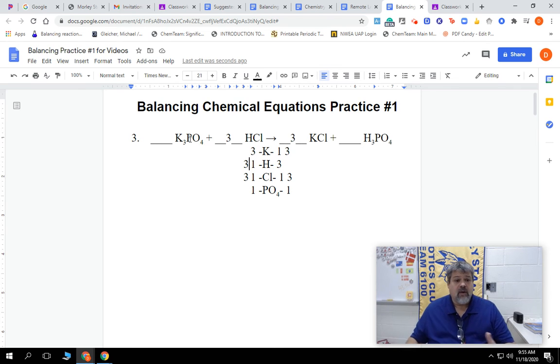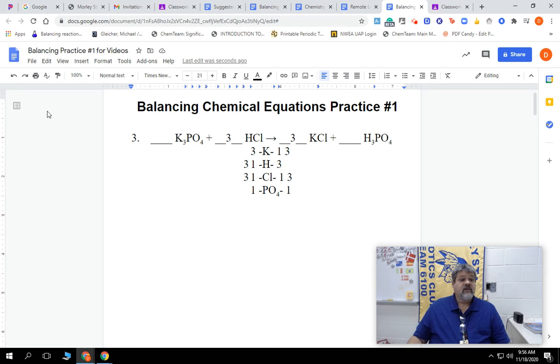I always suggest that you go ahead and double check. I have 3 potassiums right here. I have 3 potassiums right there. Okay, hydrogen, I have 3 hydrogens right here, and then I have 3 hydrogens on this side. Now we're going to do the chlorine. I have 3 chlorines on this side, so I have this 3 times, so I have 3 chlorines, and I have the same thing over on this side. And then if we go to our phosphate, we have 1 of them on this side. Remember, this acts as a whole, and I have 1 of them on this side.